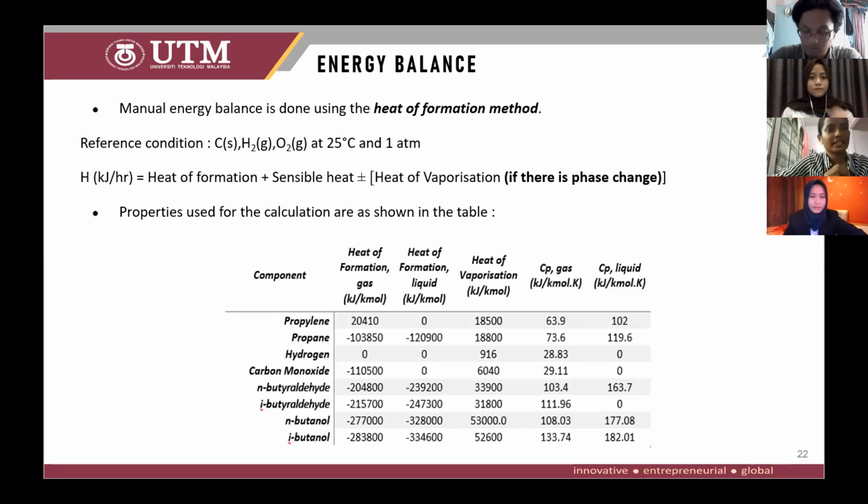So as for the energy balance, the manual energy balance calculation is done by using the heat of formation method, and the reference condition that is used is carbon solid, hydrogen gas, and oxygen gas at 25 degrees Celsius and 1 atm. And the heat flow enthalpy is calculated by adding up heat of formation and sensible heat. And heat of vaporization is included if there is any phase change. Properties used for the calculation are as shown in the table below. Next.